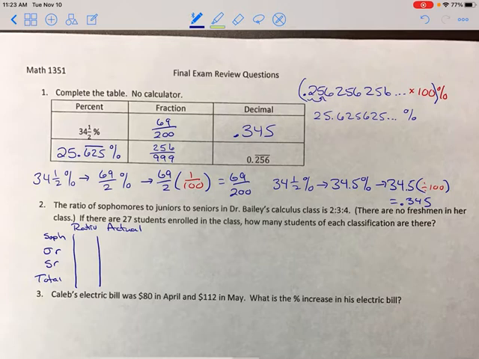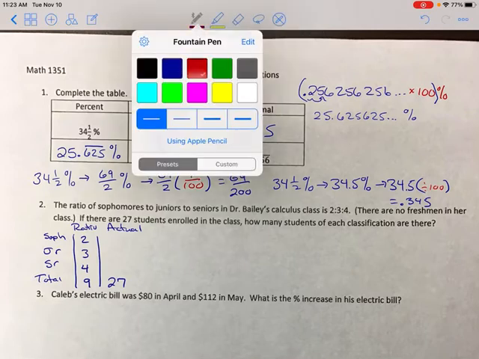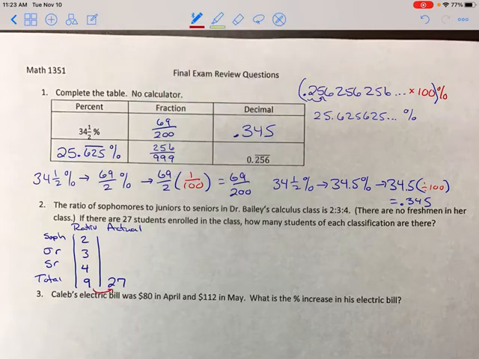So my ratio is 2 to 3 to 4, and if I just add those, that gives me a total of 9. And then I know that there are 27 actual students enrolled. So remember, here we look for a multiplier. So 9 to 27, I see a multiplier of 3. So I can go across multiplying by 3.